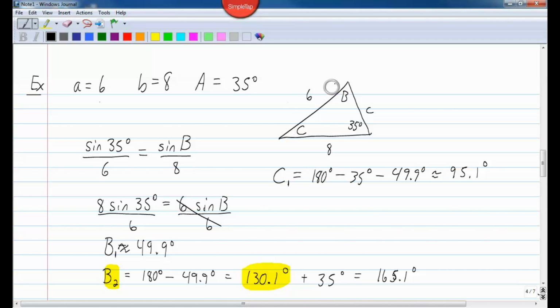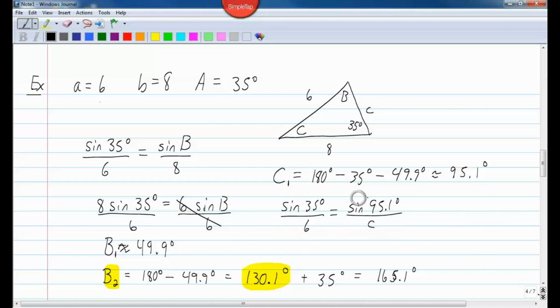Alright, so now the only thing that I don't know is side C. So let's use the proportion that we used at the very beginning, the angle and side that we know correspond. That's the sine of 35 degrees over 6. Alright, that's equal to, now if I want to solve for side C, I've got to know angle C, which I do, and I've got to set up a proportion for that. So that's equal to the sine of, we said angle C in the first triangle is 95.1 degrees divided by side C.